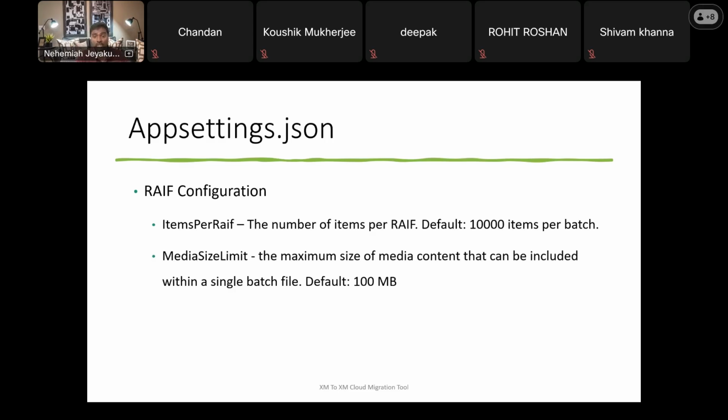And there is one more thing called media size limit. It determines the maximum size of the media content that can be included in a single RAW file, that's a batch file. The default auto-generated file has 100 MB. So once it reaches 100 MB, it is going to generate another batch file. That is going to ease your transfer speed, and it will be able to properly and completely transfer without any sort of interruptions.